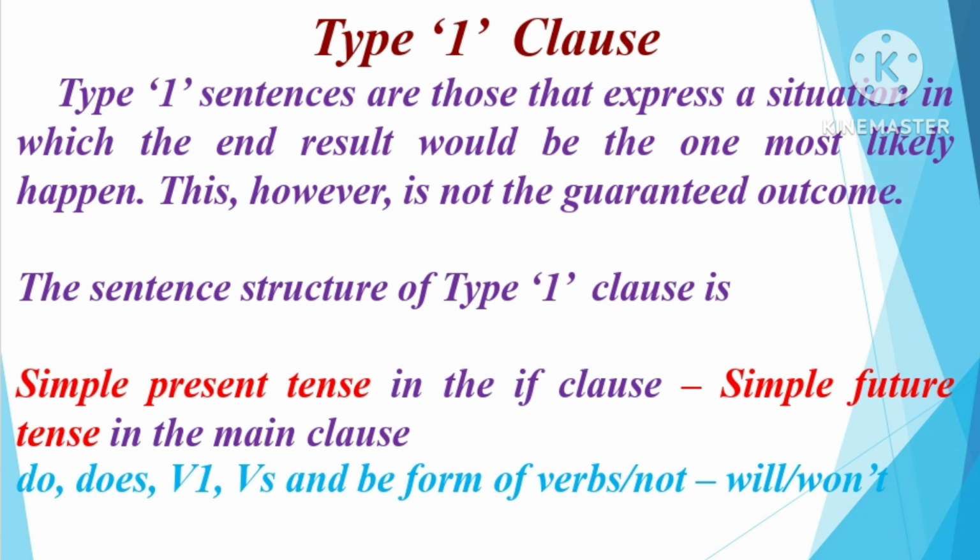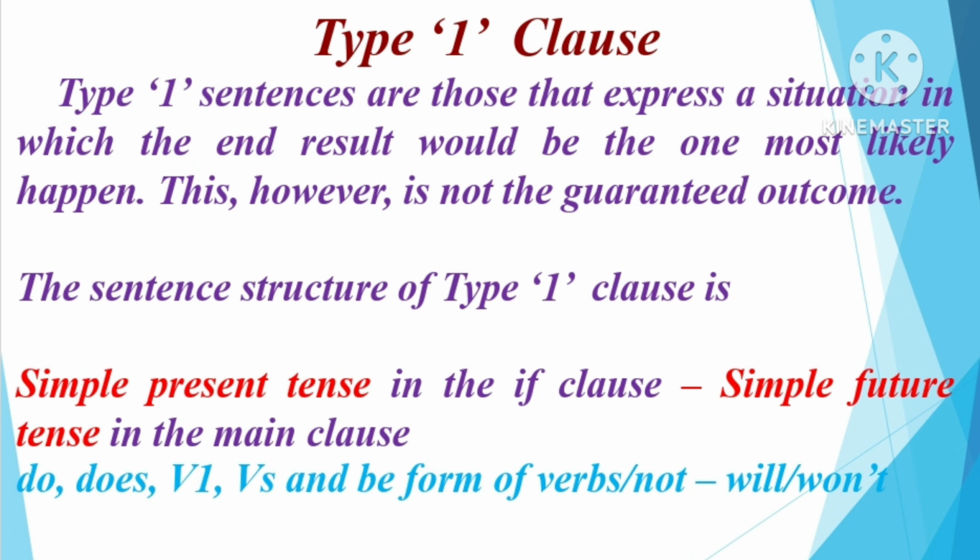We can identify that the if clause is in present tense on the basis of do, does, is, am, are and other be forms of the verbs, and sometimes if the sentence is negative, it may be "not". And how can you identify simple future tense, or how do you use the simple future tense?